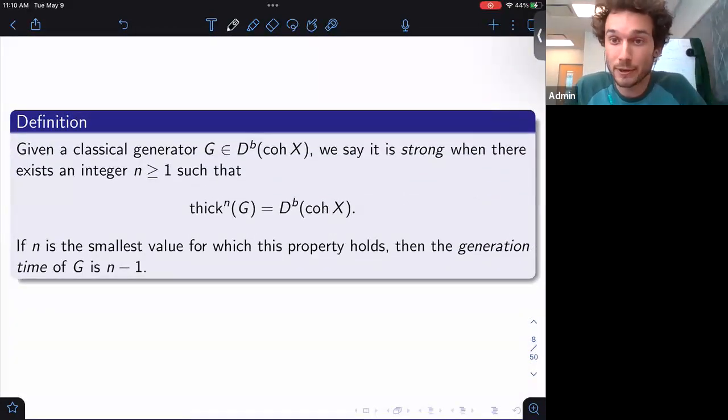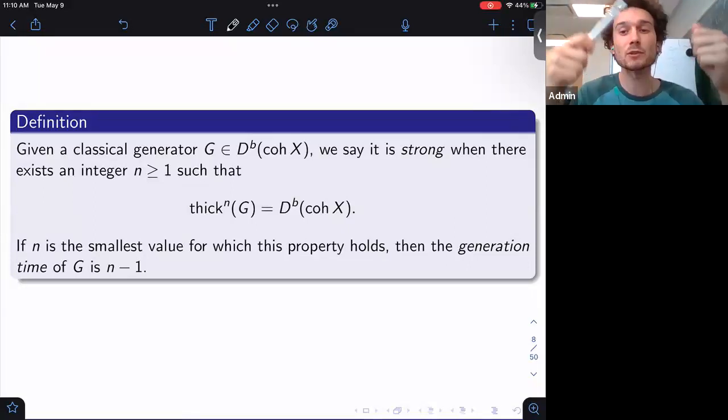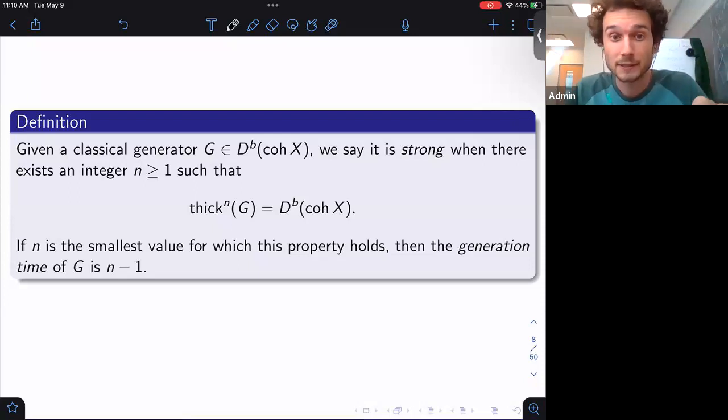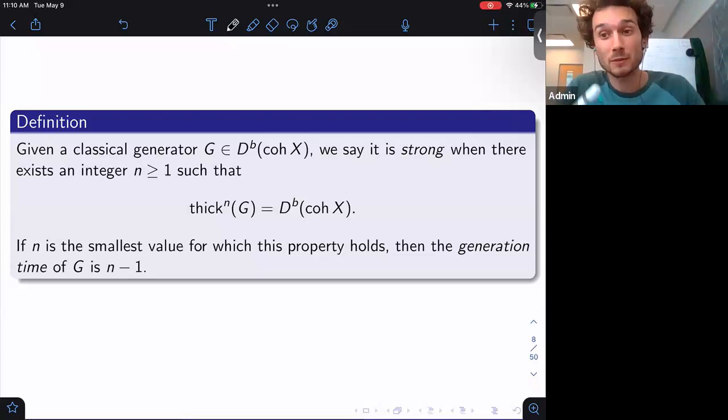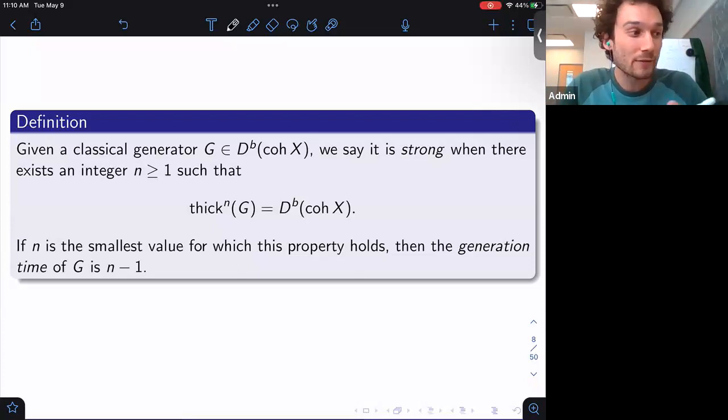So if I have a classical generator G, I say it's strong when there exists an n such that thick n of G is all of D^b(coh X). If this property holds and n is the smallest value, we say the generation time is n minus 1. So a classical generator says the smallest thick subcategory is the whole space. A strong generator says, not only is the smallest thick subcategory the whole space, but I actually have a uniform bound on the number of steps used to build any object, using direct summands, cones, and shifts. So a strong generator is a very nice property to have in the derived category.